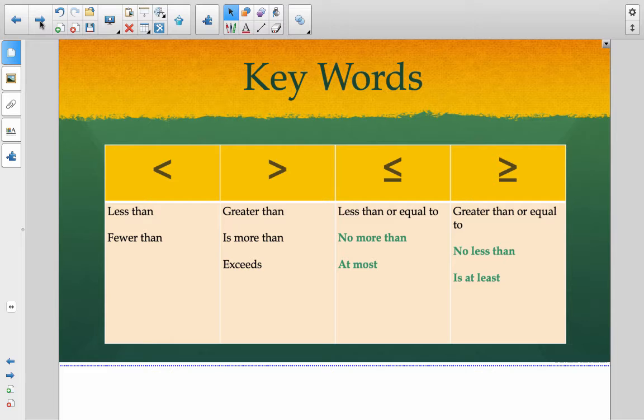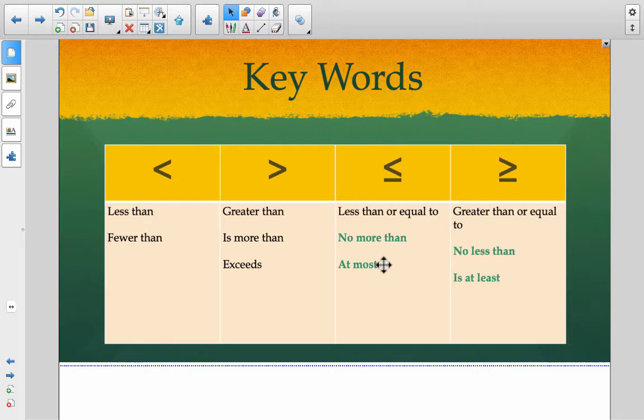In the table here, you're going to see some of them are listed in green. Those are the ones that tend to mess us up the most, so in your notes, please put a little star next to those so that we pay extra attention to them.